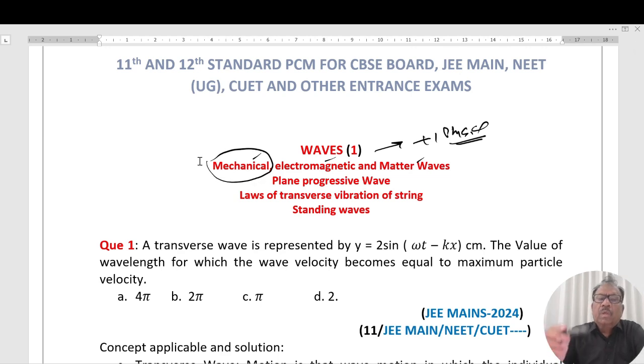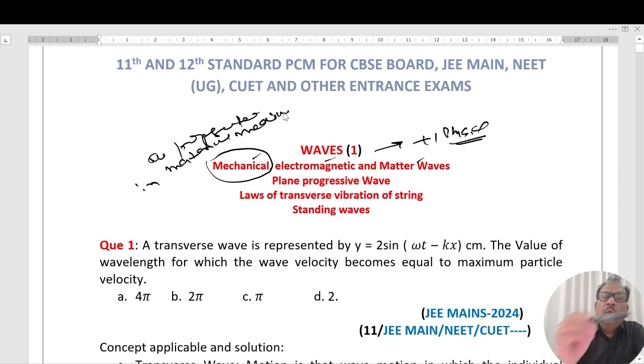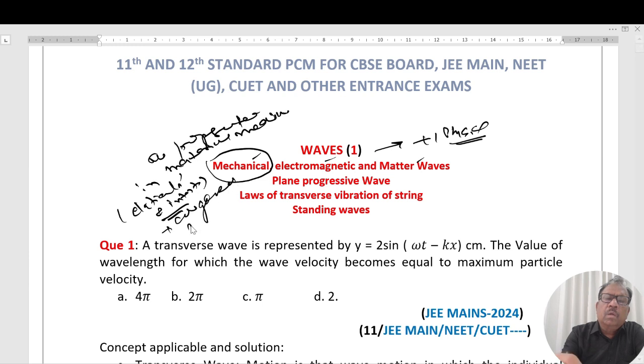Mechanical waves are propagated in a material medium having the characteristics of elasticity and inertia. Mechanical waves are propagated in a material medium having elasticity and inertia, and are governed by the laws of motion.